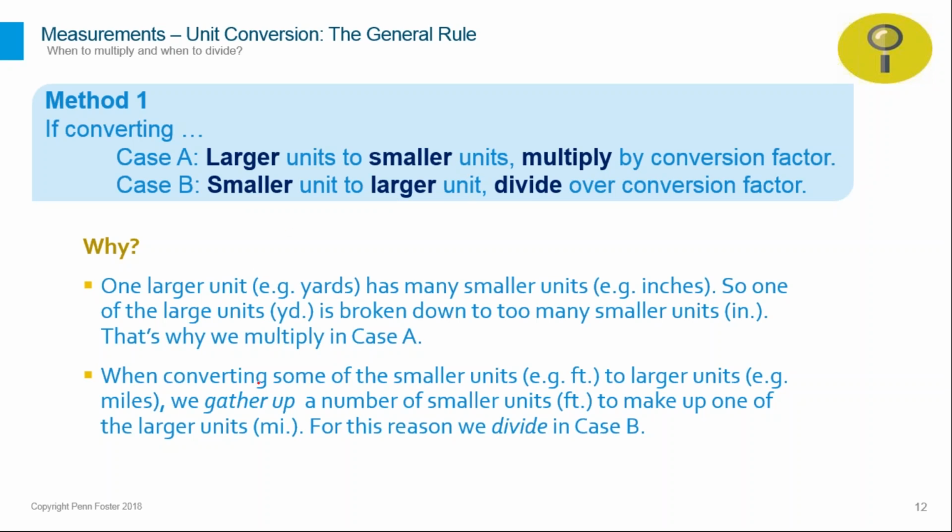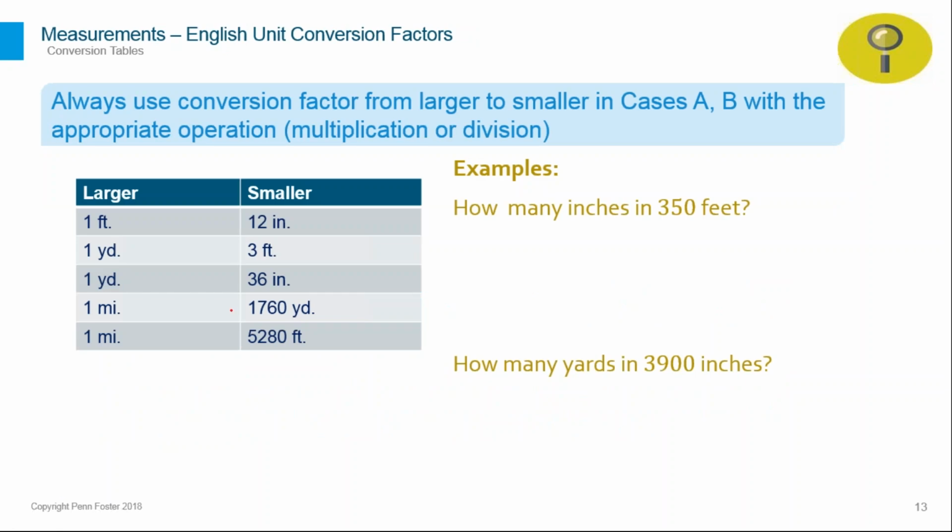And these 2 points here, or 2 paragraphs, explain exactly what I've just said. Why do we have to multiply when you change large to small units? And why do you have to divide when you change small to large units? Now, let's look at examples.